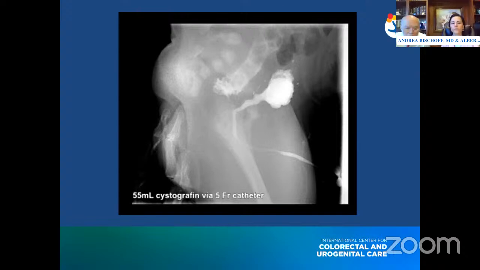So remember, some surgeons and radiologists believe that a voiding cystourethrogram is a good study to determine the location of the fistula. Sometimes the voiding cystourethrogram shows the fistula. Most of the time it doesn't. So voiding cystourethrogram is not the adequate study to make a precise diagnosis in anorectal malformation.